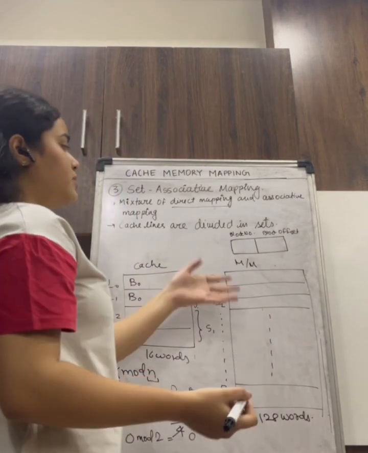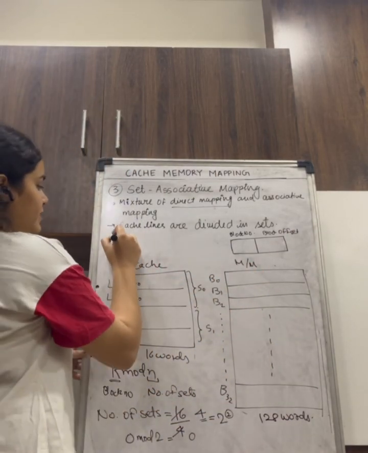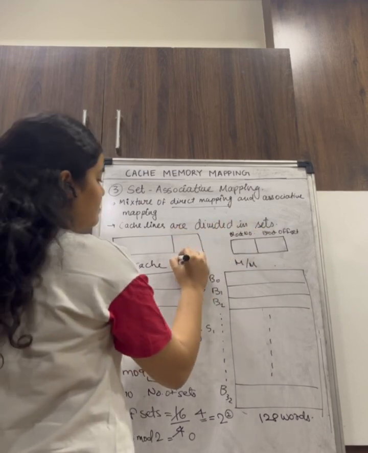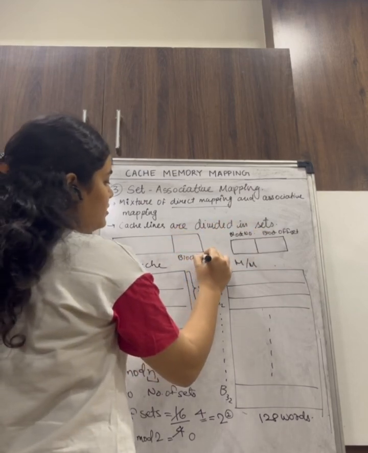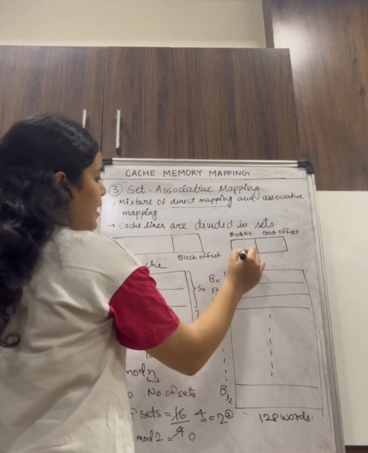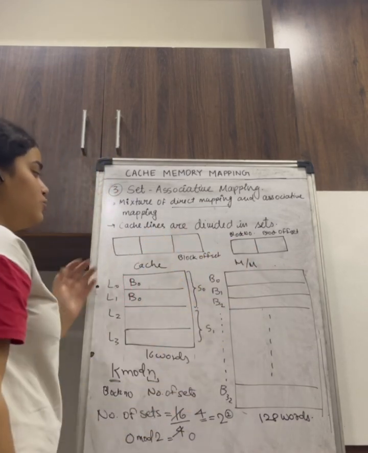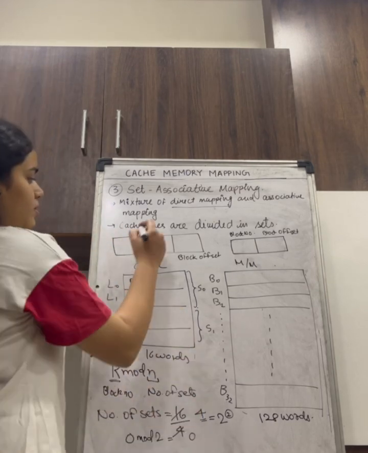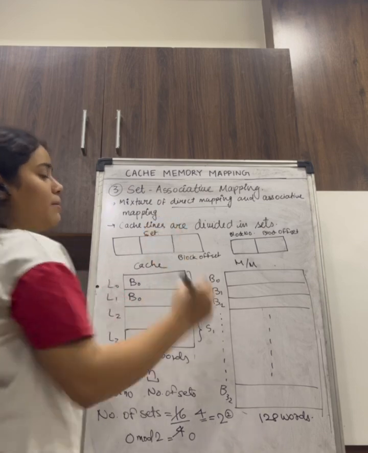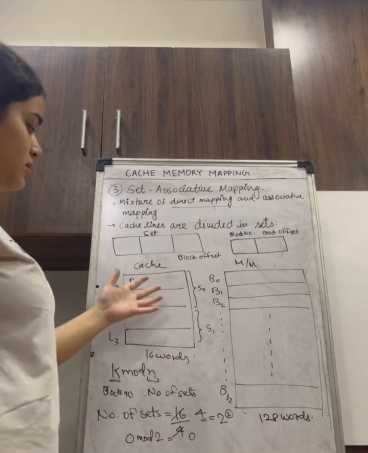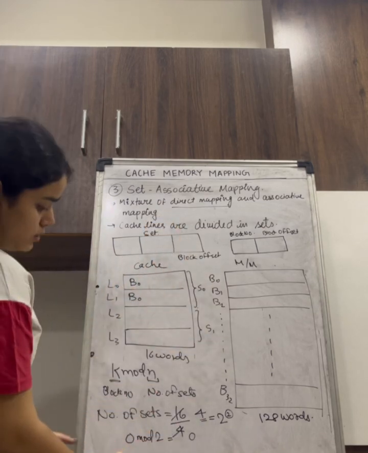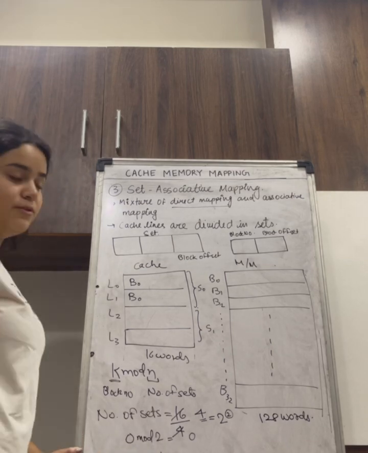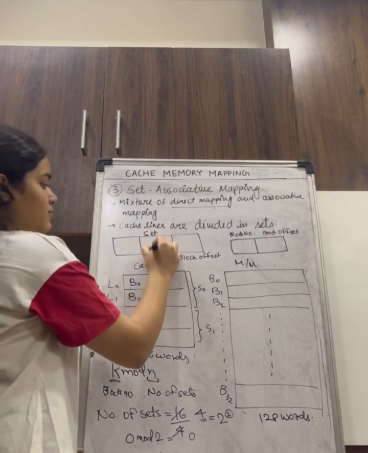But when it is mapped to the cache, the fields change, but the last field remains the same, which is the block offset, and the block number will be divided into 2 subfields. The second field will represent the set number or number of sets. Here we have 2 sets, so 2 can be represented as 2 to the power 1. So here the set number bits will be 1.